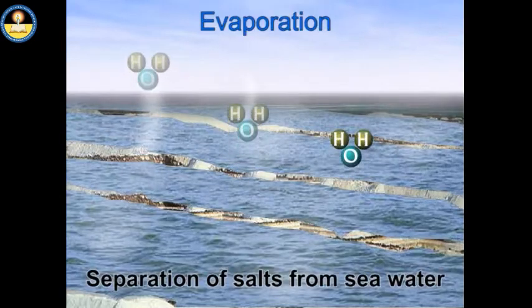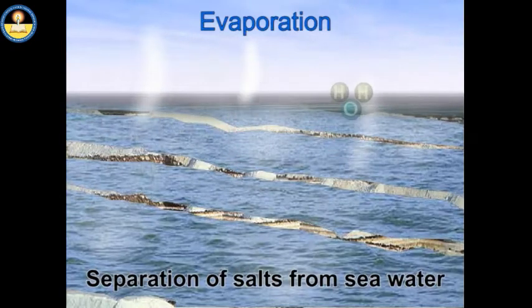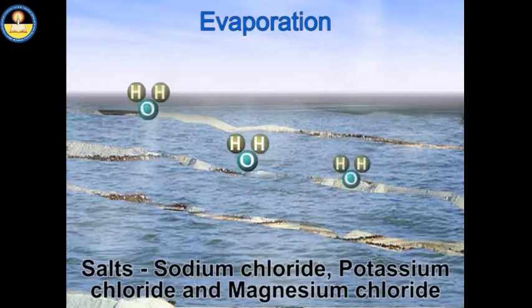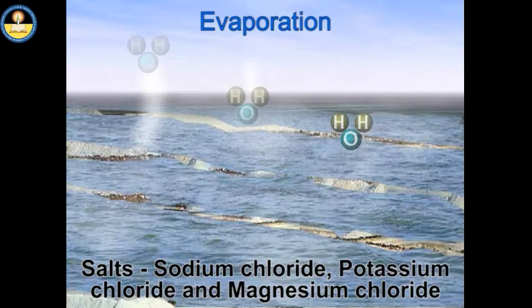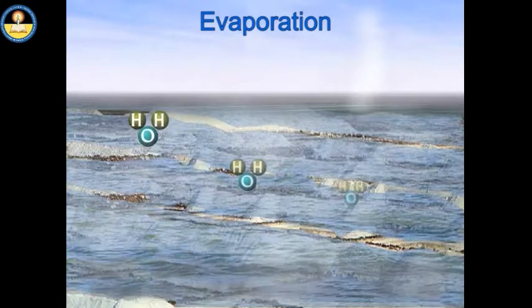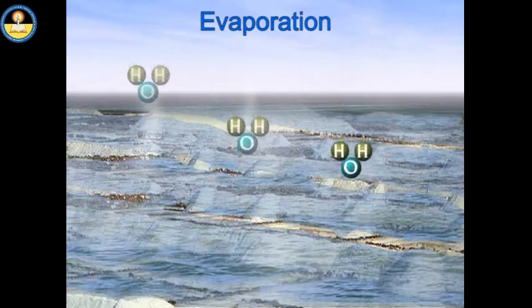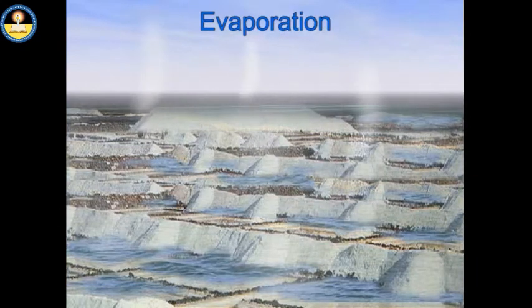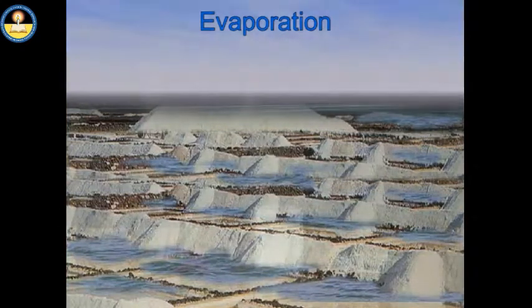Let us learn about separation of salts from seawater. Seawater contains salts like sodium chloride, potassium chloride, and magnesium chloride. These salts can be separated from seawater by evaporation. Water evaporates from seawater, leaving salts behind.